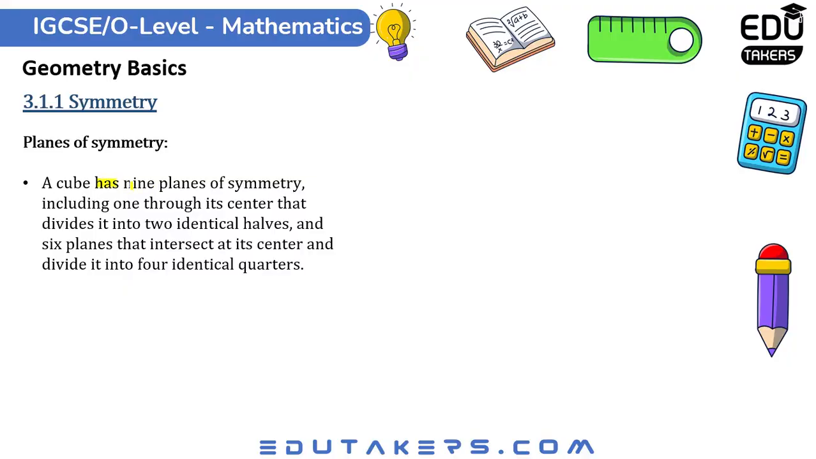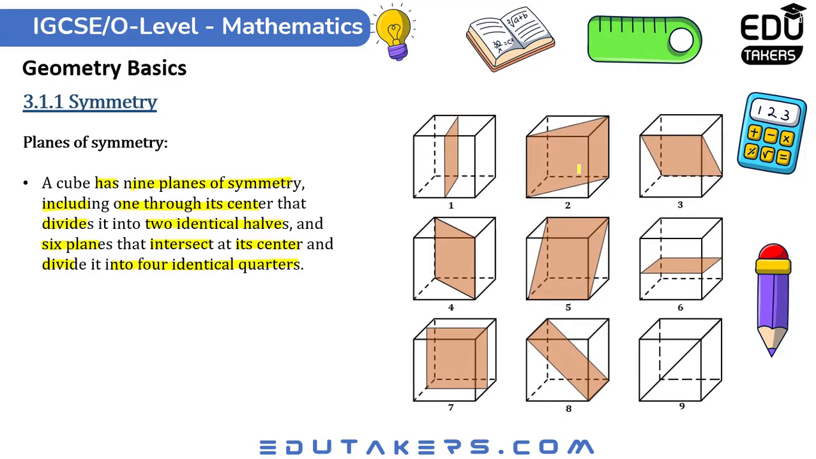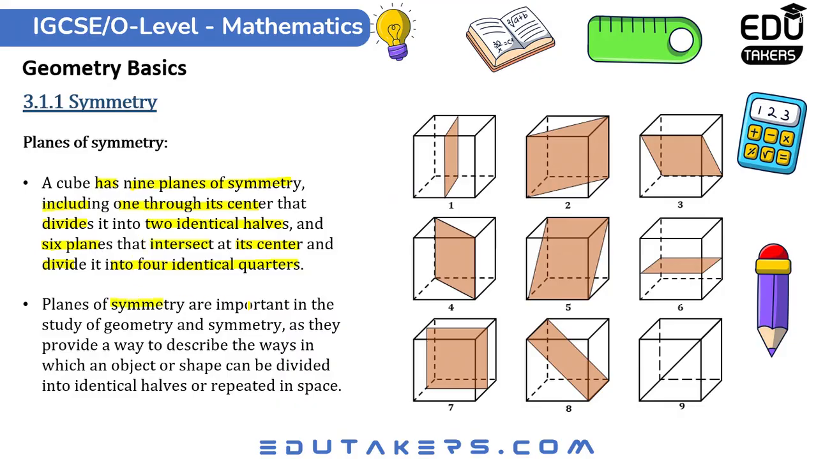A cube has 9 planes of symmetry, including 3 through its center that divide it into two identical halves, and the 6 planes that intersect at its center and divide it into 4 identical quarters, as shown in the figure. Cube has 9 planes of symmetry. Planes of symmetry are important in the study of geometry and symmetry, as they provide a way to describe the ways in which an object or shape can be divided into identical halves or repeated in space.